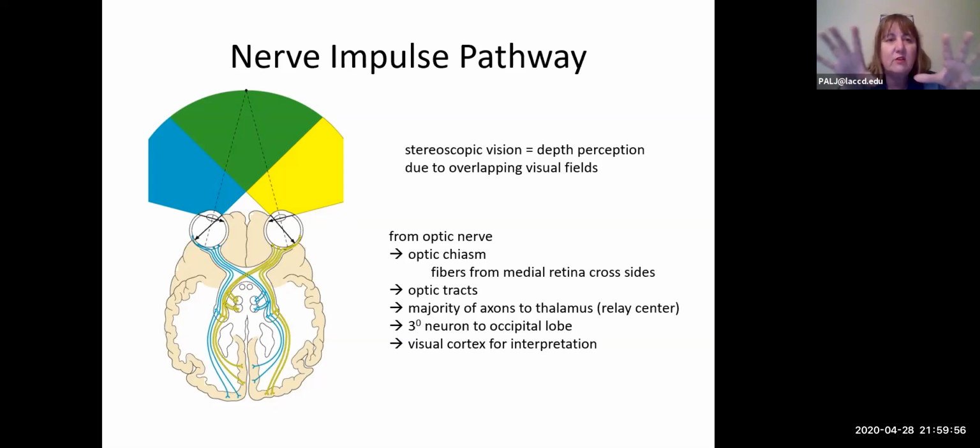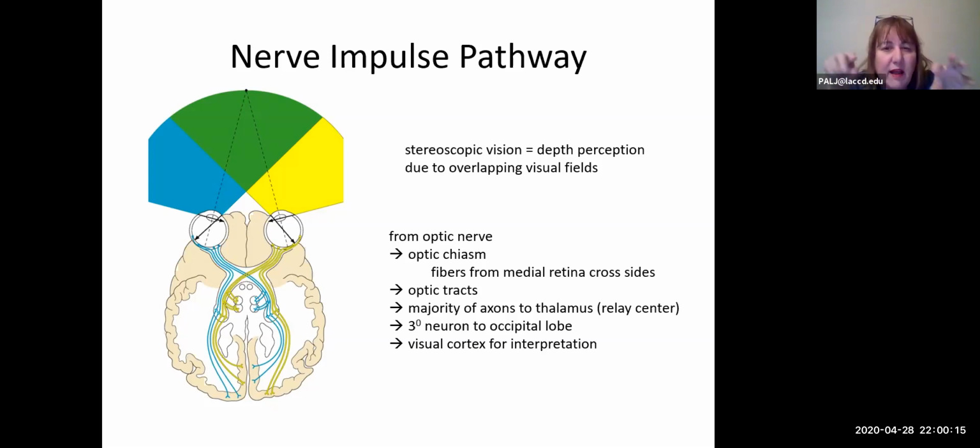So why is that good? Because if you wipe out one optic tract, you haven't made yourself completely blind. It's not like losing one eyeball. It's like losing half of each eyeball. All right, so optic nerve, optic chiasm, to optic tracts.